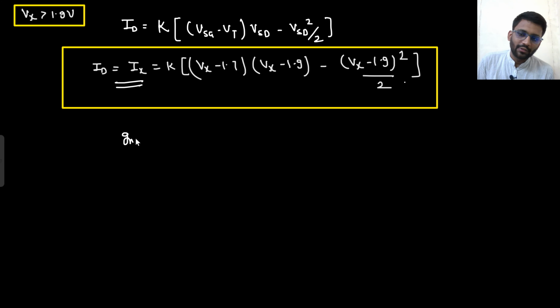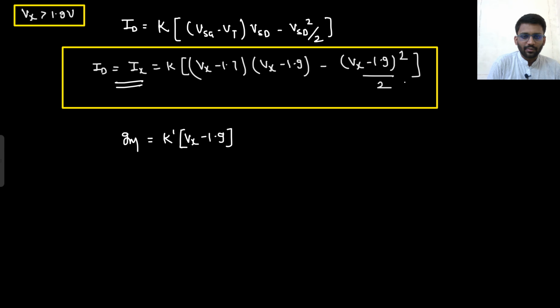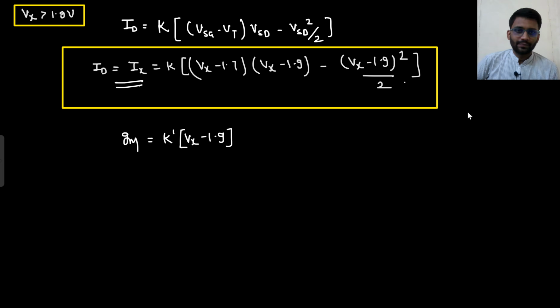So current will increase. And what about GM? Do you remember the formula of GM for the triode region? That is some constant into VSD. So what is your VSD? VSD is Vx minus 1.9, right? So it is certainly going to increase as well. Vx minus 1.9. At 1.9 it will be 0. Is everything correct? Let me check. Yeah, so the GM formula is correct.